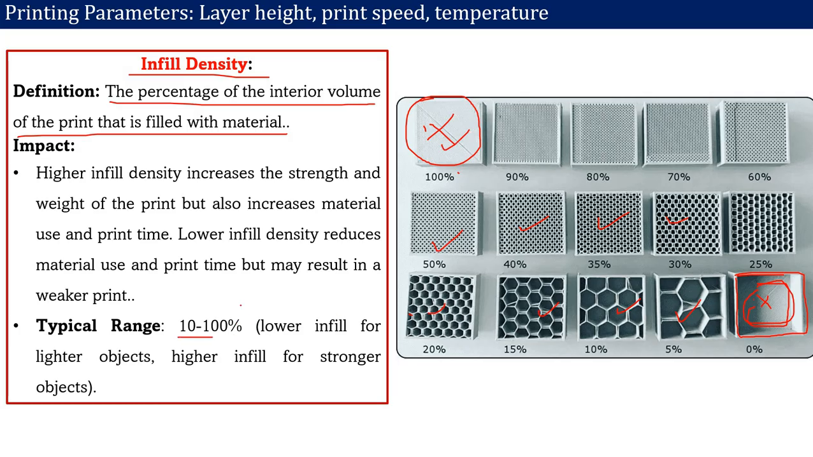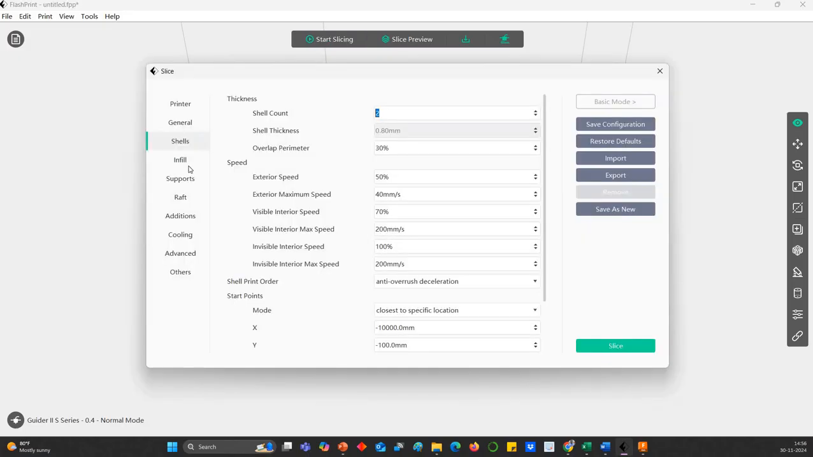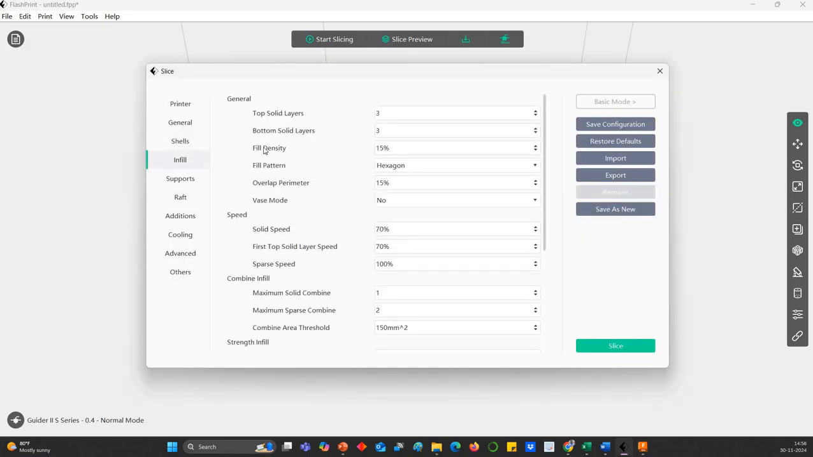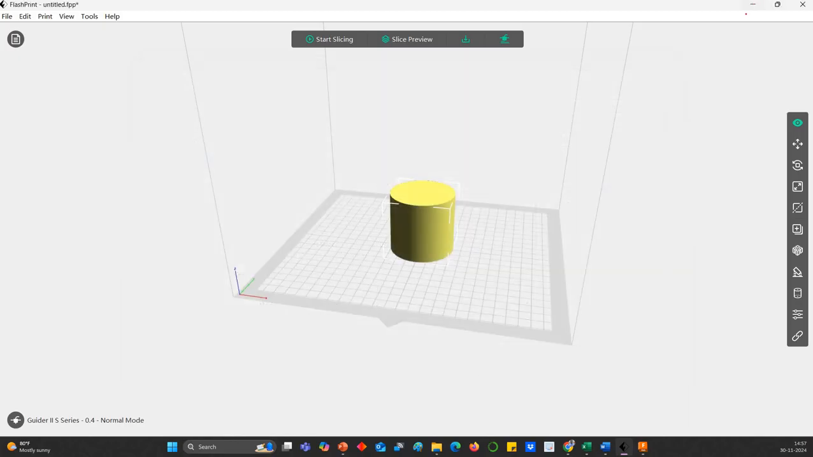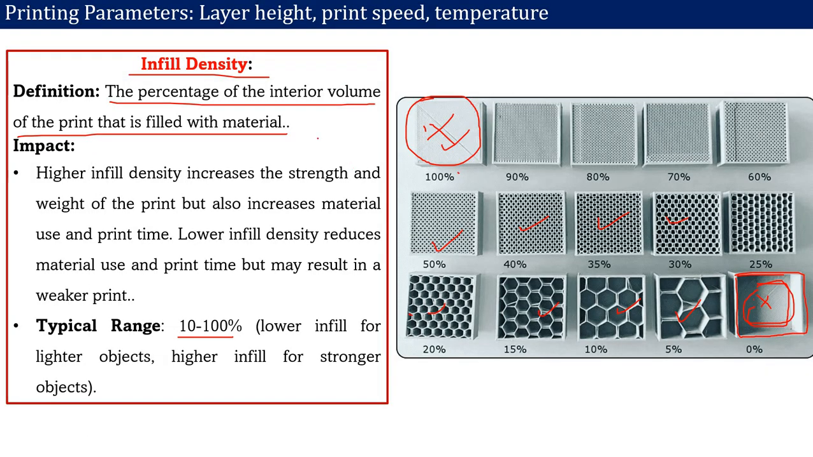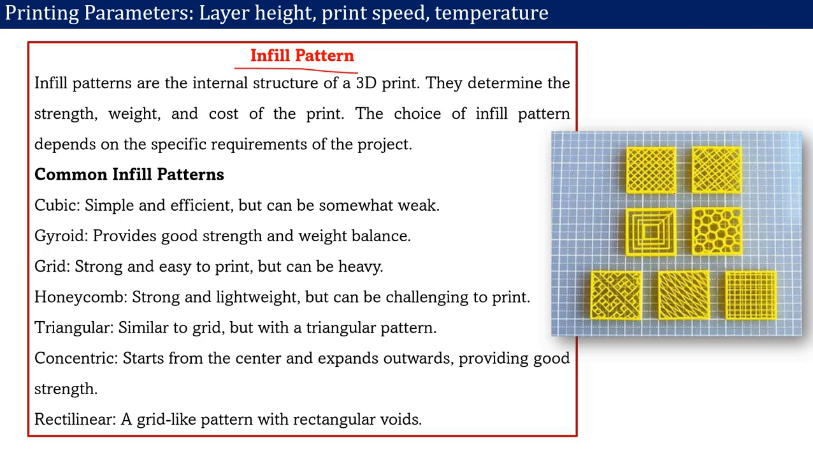By default, 15% is given as the infill density. Let me show you where we have to specify this. Here is infill. The infill density is by default 15%. You can change this to 100%, or 0% also. 0% means nothing is inside the 3D model, and when you specify 100%, it is totally filled with the material. Now the infill density comes with different patterns.